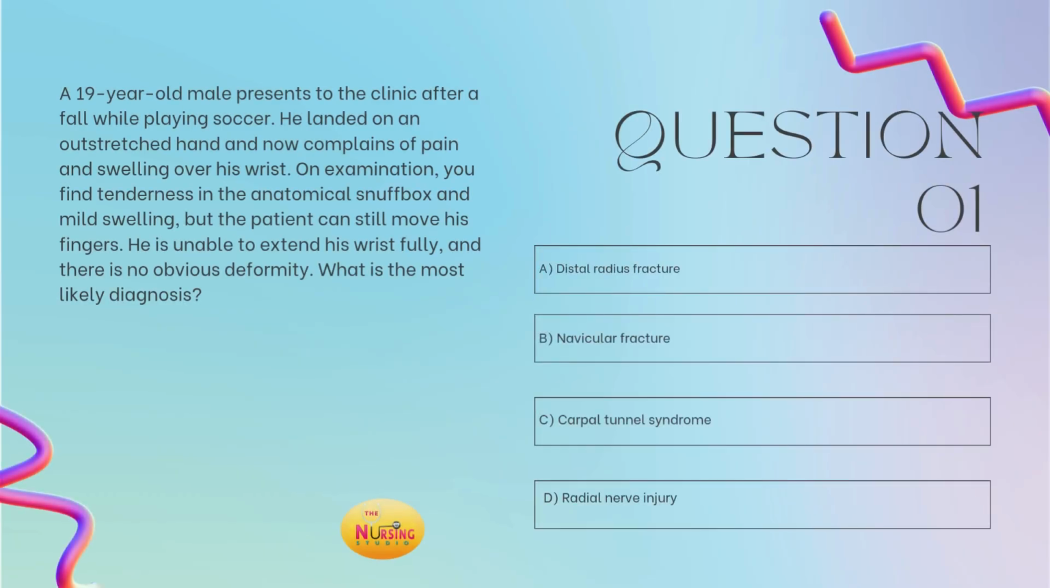All right, y'all. Question number one. A 19-year-old male patient presents to the clinic after a fall playing soccer. He landed on an outstretched hand and now complains of pain and swelling over his wrist. On exam, you find tenderness in the anatomical snuffbox and mild swelling, but the patient can still move his fingers. He is unable to extend his wrist fully, and there are no obvious deformities. What is the most likely diagnosis?